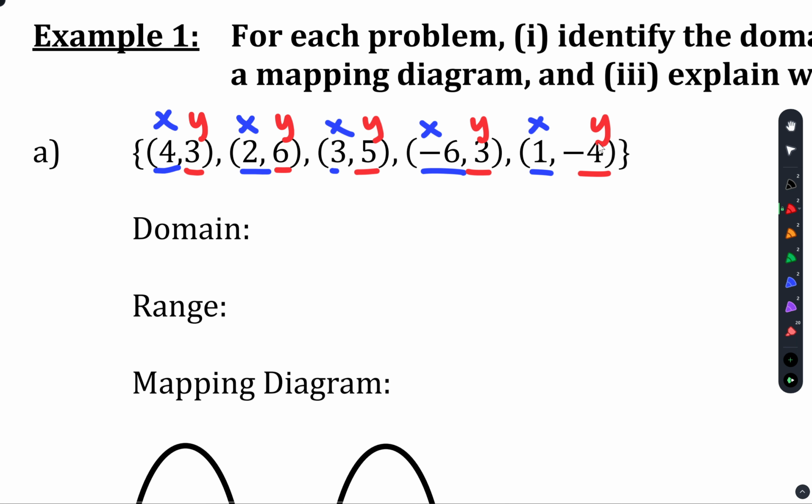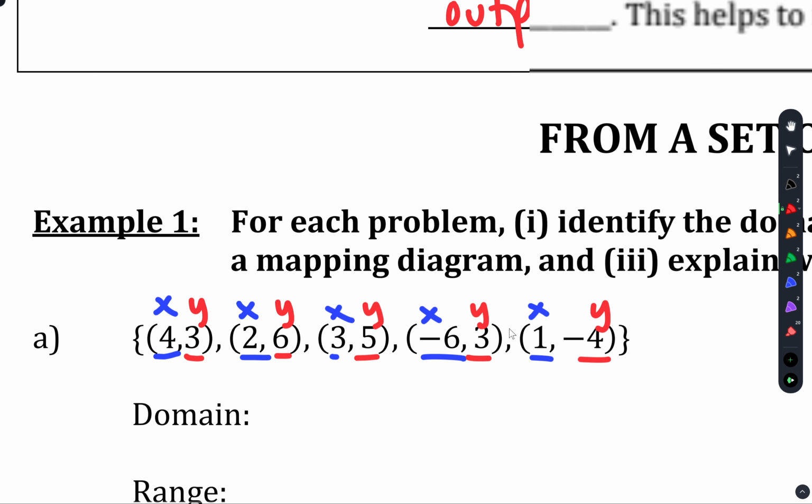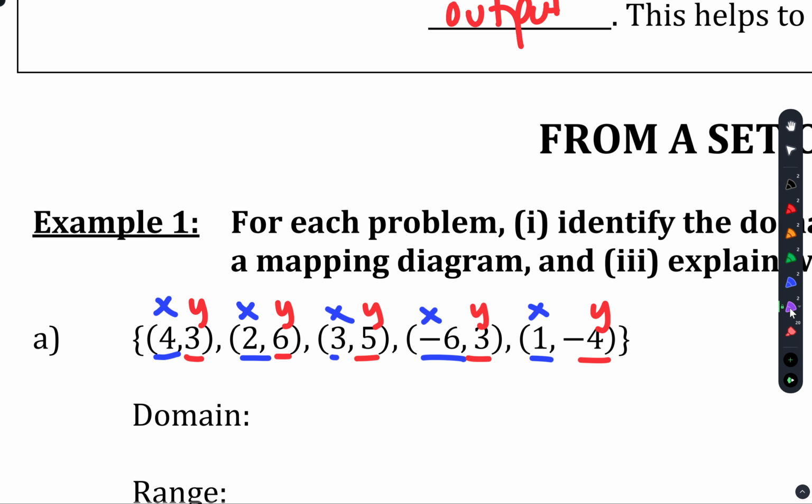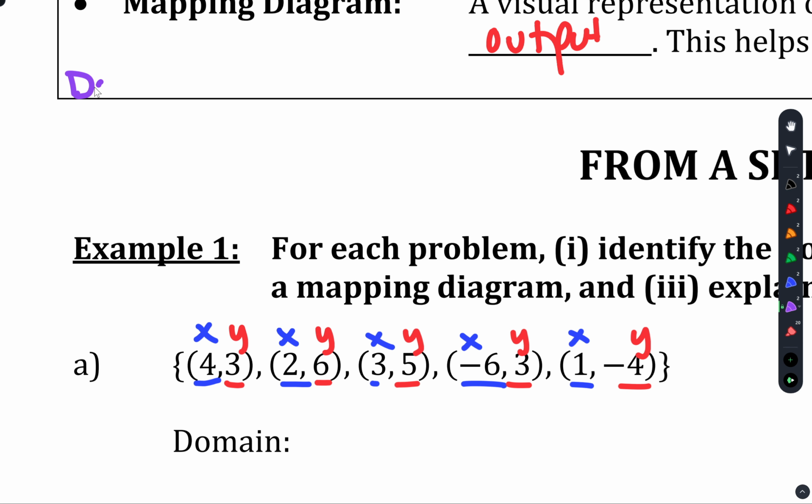Okay, so in this problem, I have three things that I'm going to do. The first thing I'm going to do is determine what is the domain and what is the range. I have three rules that I'm going to follow when I talk about domain and range. I'm going to write them off to the side here. When I list out domain and range, I can't just put a bunch of numbers down. It has to follow these three rules.